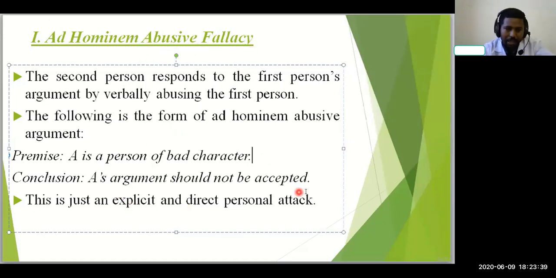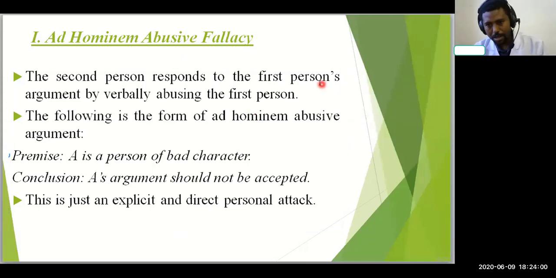This is simply an expressed and direct personal attack. Simply, I hate him, so his argument I will not accept, or I should not accept the argument of that person. He's saying it like this. It is a direct personal attack, not an attack on the idea of the first person.